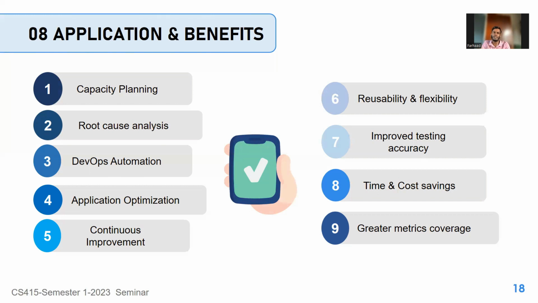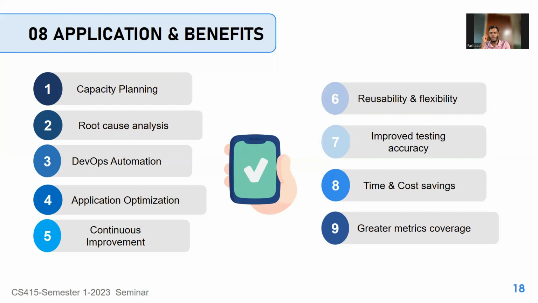improve application performance. And the fifth application is continuous improvement. Real-time monitoring and debugging allow developers to continuously monitor and improve the application. By using this particular tool, Stackify Prefix, to identify and address issues as they arise, developers can ensure that their application remains reliable, efficient, and secure over time.